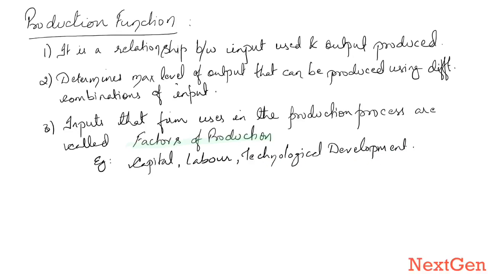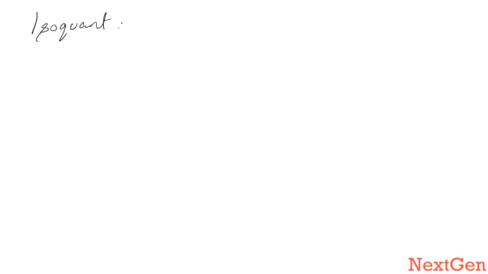Why is technological development also here? Because considering the technology that's present today, we can produce 5 bikes with the same input, but maybe there can be some advancement in technology in the future that will allow us to produce 8 bikes using the same input that we are using today in our firm, and this will increase the profit for our firm.